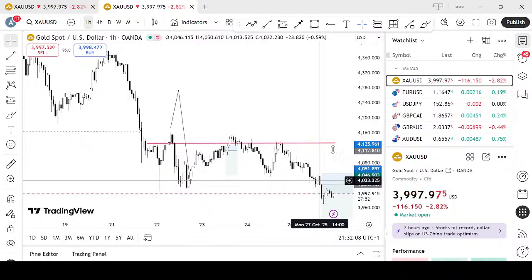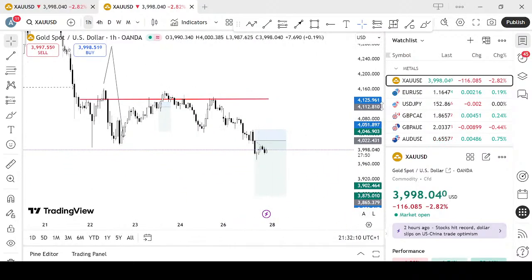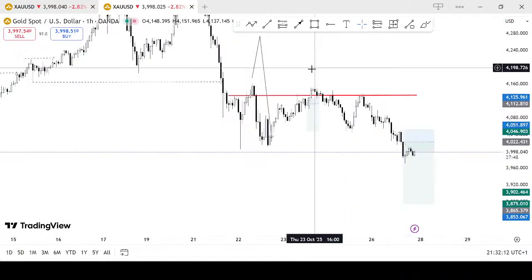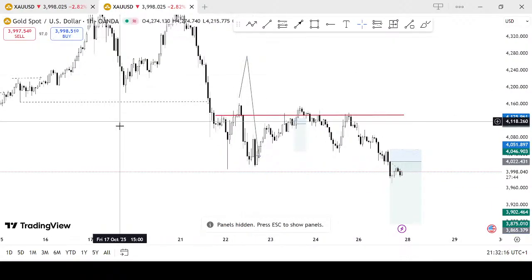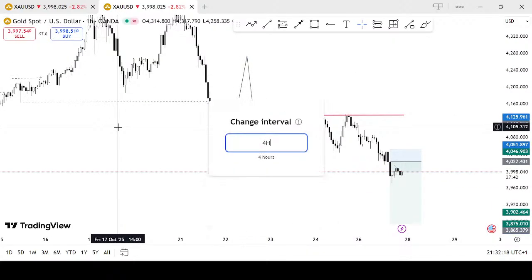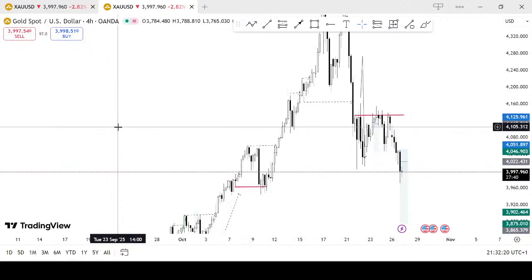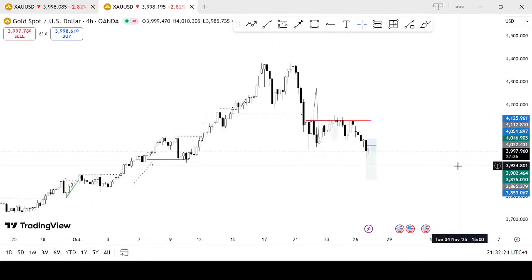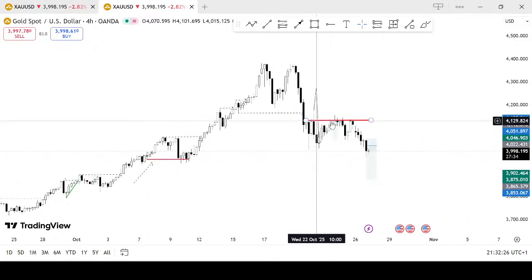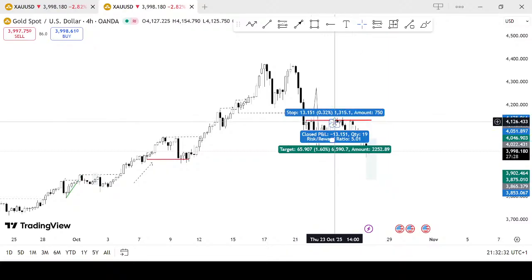Let's start with the first pair, which is XAUSD. Like I said in the morning, since there's no close above this, I write here on the 4 hour, we are seeing short positions. I'm still looking for short positions. There's no candle close above it, and it's just wicks above it.